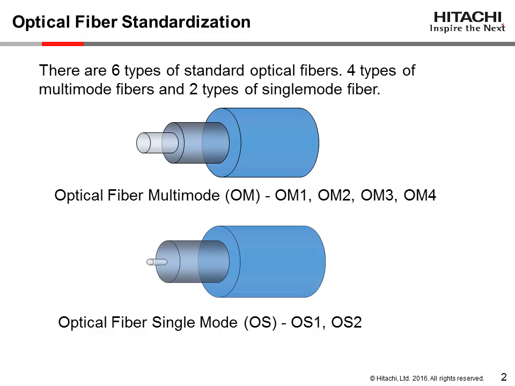There are 6 types of standard optical fibers, 4 types of multimode fibers, and 2 types of single-mode fibers. Multimode fibers are designated by an OM abbreviation. Single-mode fibers are designated by an OS abbreviation. Each standard fiber spec, OM1 through OM4 and OS1 to OS2, have unique attenuation performance requirements, and multimode, OM1 through OM4, have an additional performance rating called bandwidth.